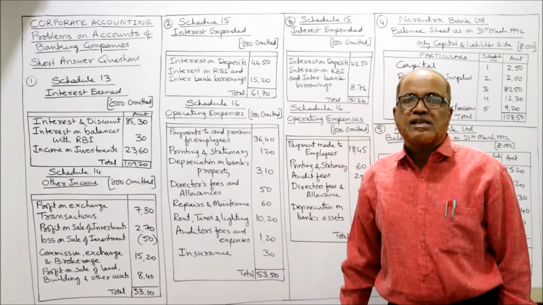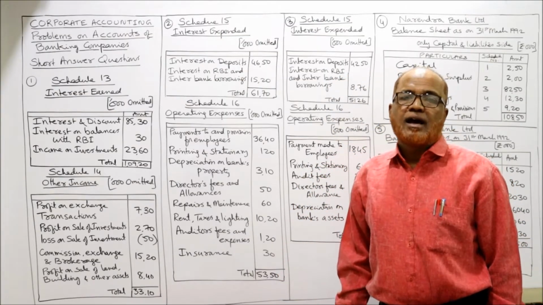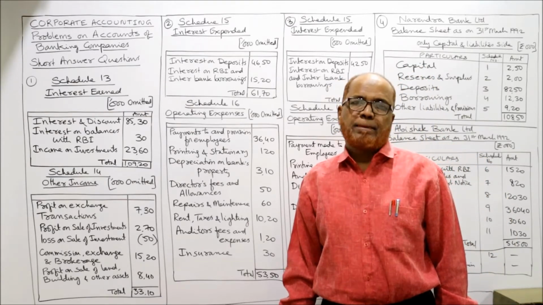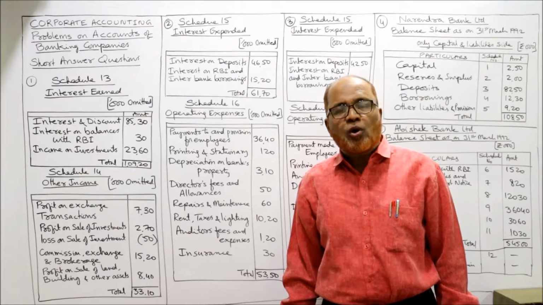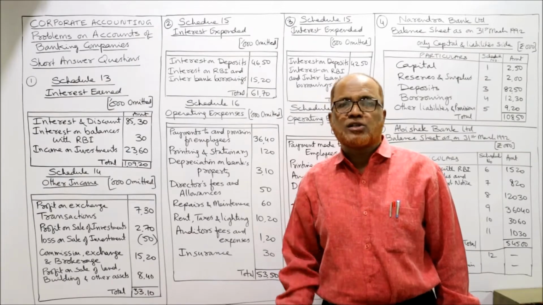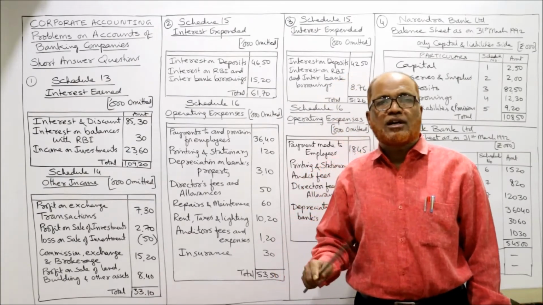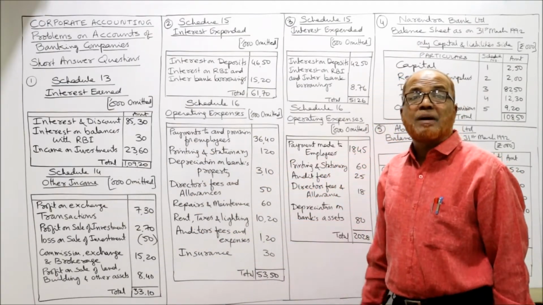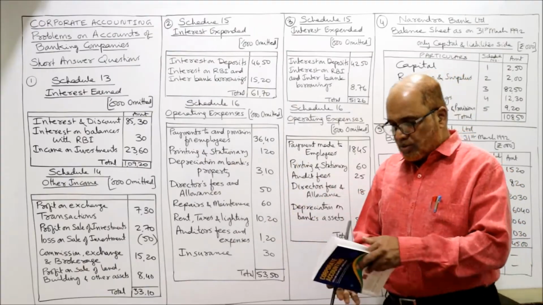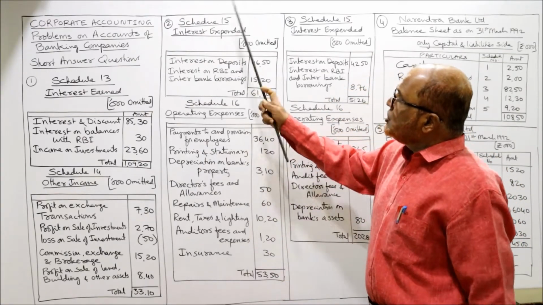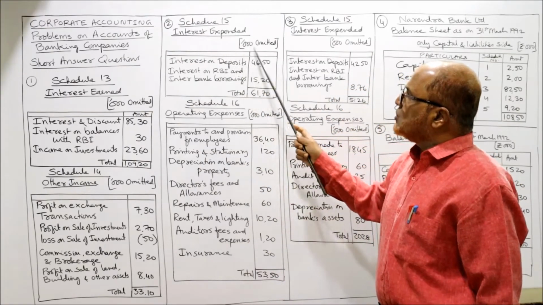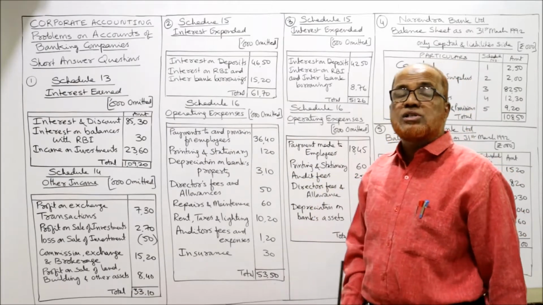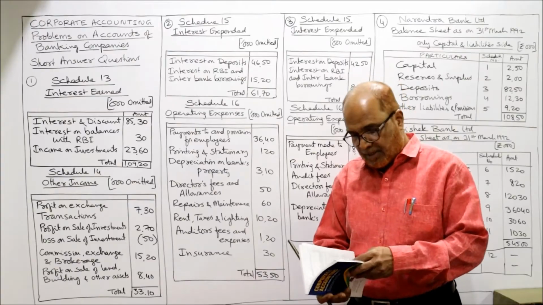Schedule 15 is interest expended and schedule 16 is operating expenses. Remember, the only 4 schedules are there in the profit and loss account. First 2 schedule 13, 14 incomes and 15, 16 expenditure, right? So see the problem. Schedule 15 interest expended, thousands omitted. Schedule 16 operating expenses, thousands omitted.